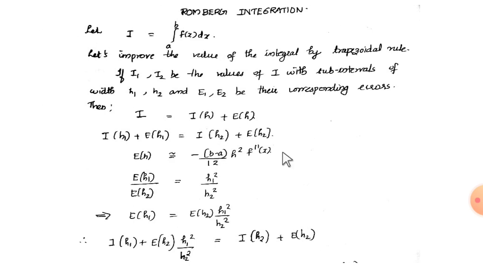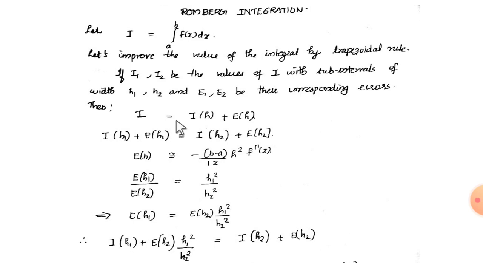So here, let I be the integral from a to b of f of x dx. Let's improve the value of the integral by the trapezoidal rule. So if I1, I2 are the values of I with intervals of width h1, h2 and e1, e2 be their corresponding errors, then I equal to I of h plus e of h.